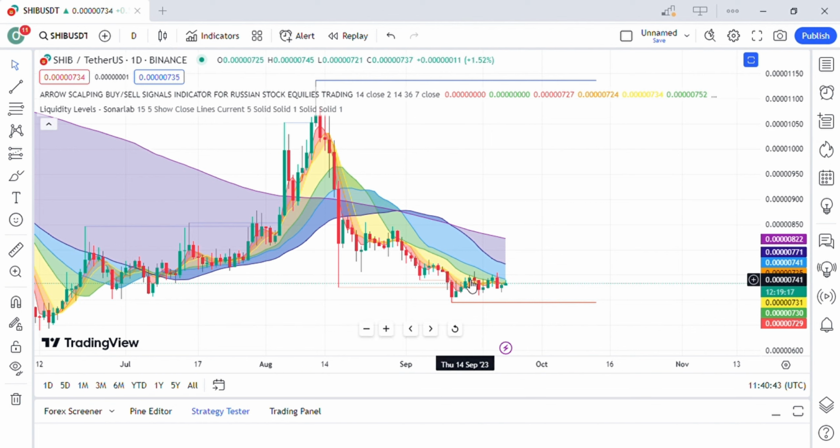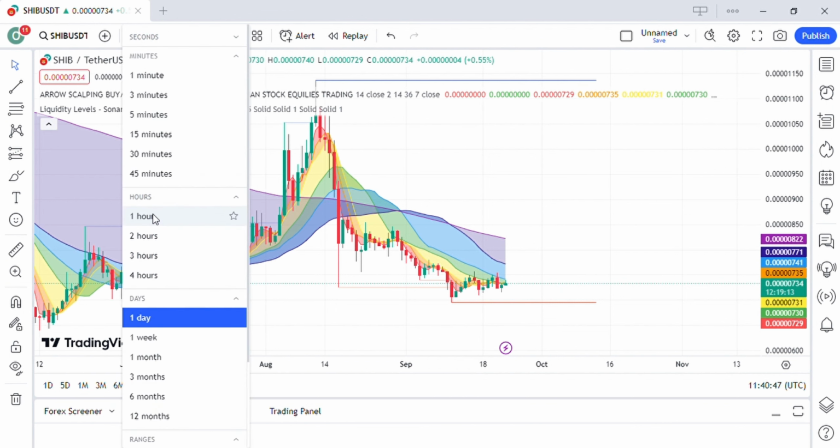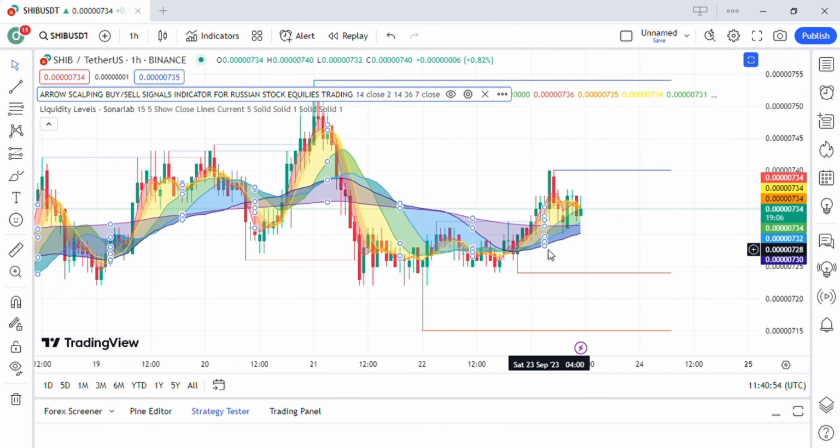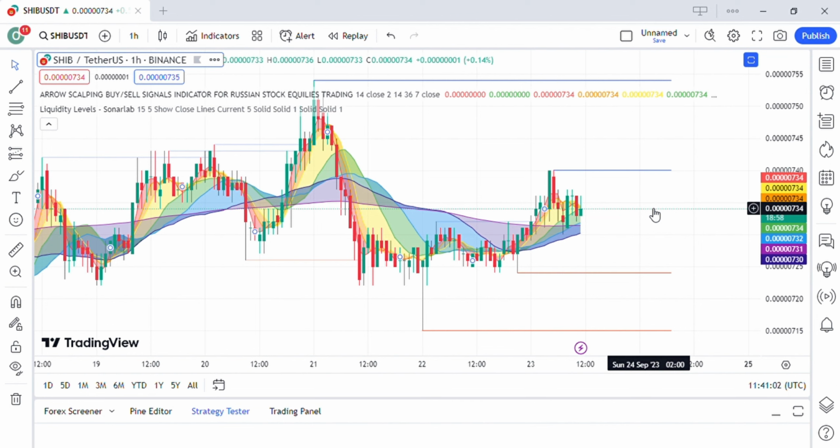Right here is the 24 hour chart. I'm going to change this to say 1 hour. Yes, so this is 1 hour and it gives multiple entries. You can see various liquidation levels. This would help you define when and where you're going to be entering this trade.